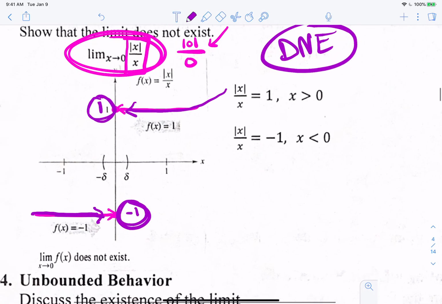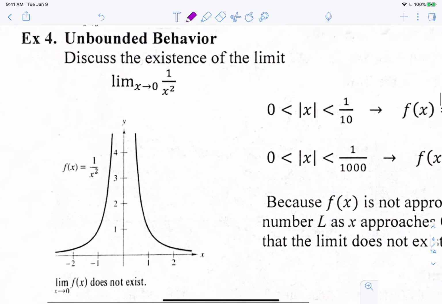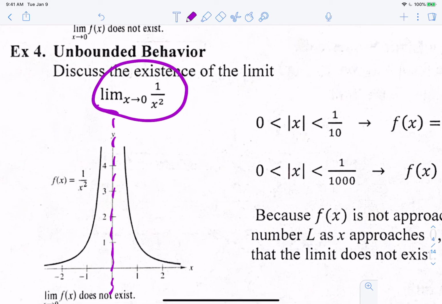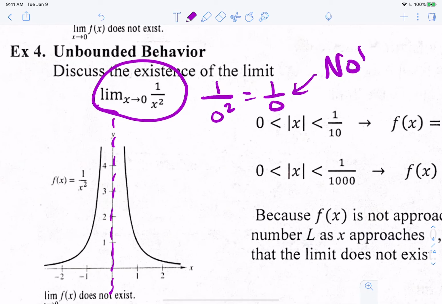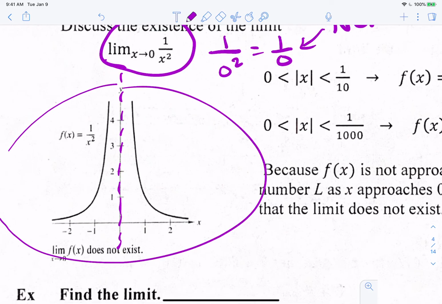Okay, now in a similar way, this guy right here, I have a vertical asymptote at this guy. This is what I'm evaluating: the limit as x goes to 0 of 1 over x squared. If I try to plug 0 in, I would be left with 1 over 0 squared, which is still 1 over 0, and I cannot do that. No. Okay? The graph of 1 over x squared looks like this, so we're going to analyze the graph instead.